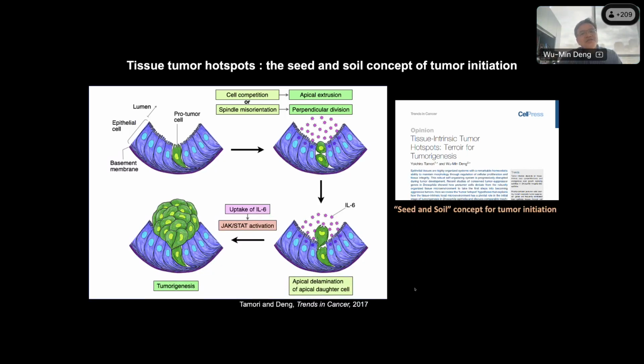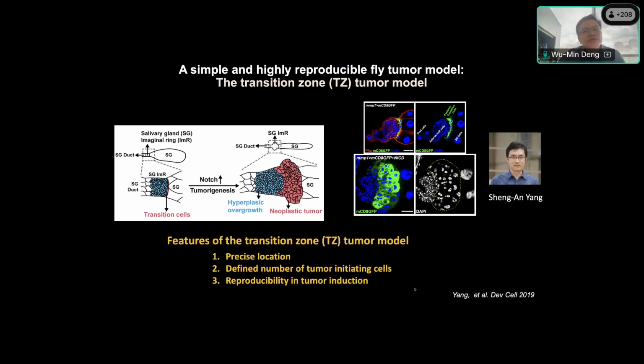Basically, to get tumors started, you not only need the seed, which is the cells bearing those cancer-related mutations, but you also need to be in the right environment. So you have this seed and soil concept for tumors to get started. From then, we started looking to see if other regions and other tissues also have those tumor hotspots.